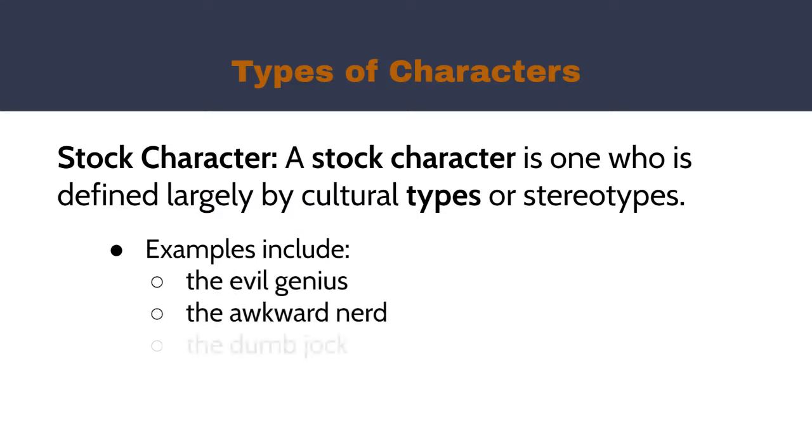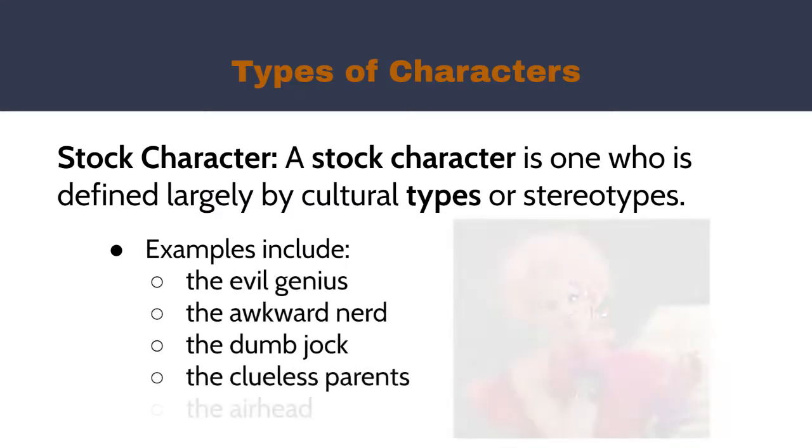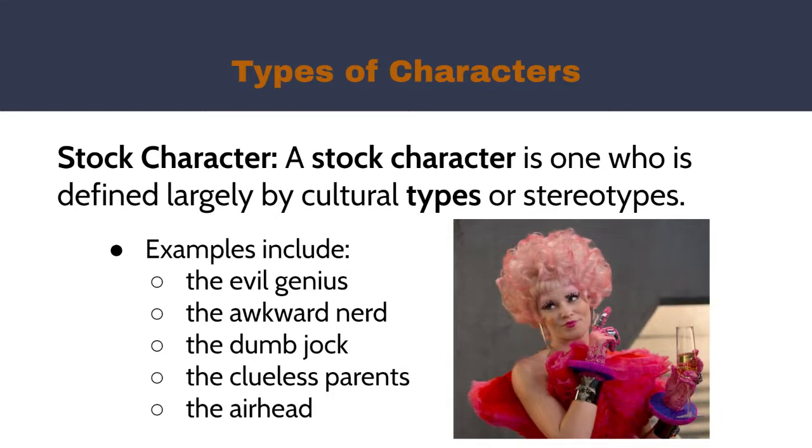Flat characters are often stock characters. That is, they kind of overlap, although you may have round characters that are stock characters as well. Stock character is a term for a character that's of a type that you already recognize, the kind of character that you've seen other versions of in other stories. So it's like there's a whole stock of them. So that would include characters that you can define with just a phrase: the evil genius, the awkward nerd, and so on.